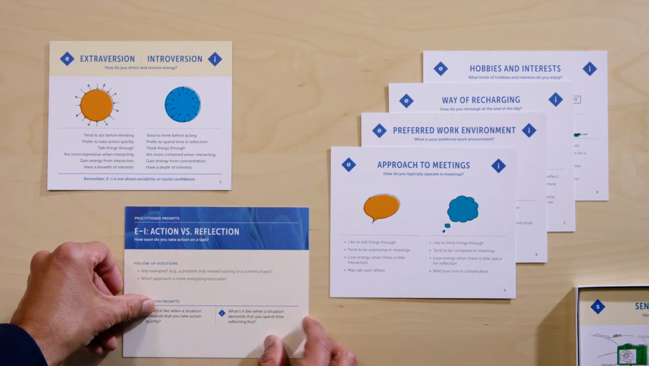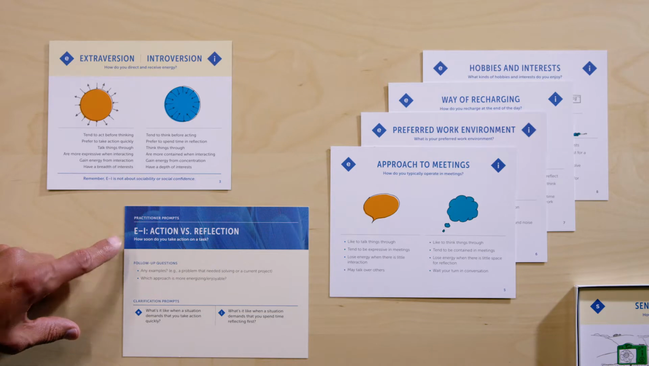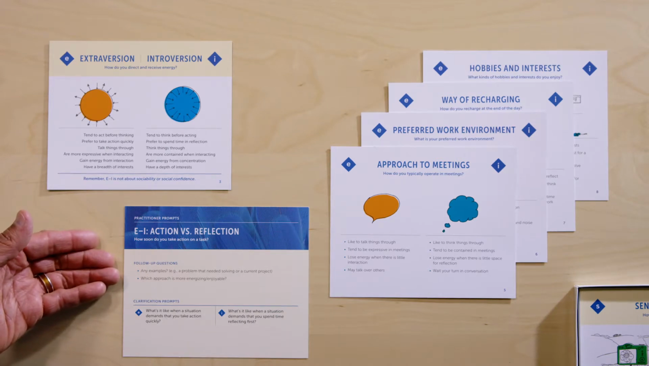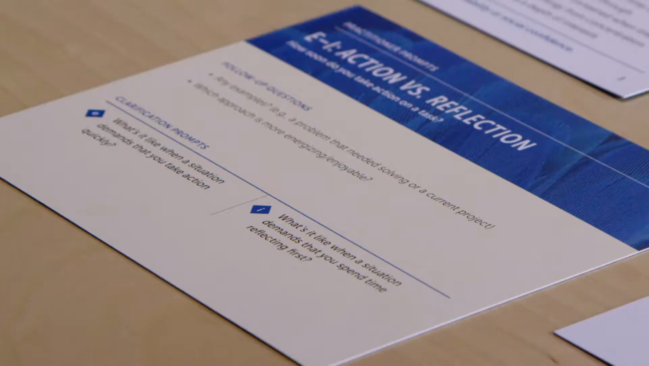Beginning with the back of the card, use the featured question, "How soon do you take action on a task?" to get the discussion started. Use the suggested follow-up questions to encourage the participant to share his or her experience and further the discussion. To deepen the discussion and increase understanding of this aspect of the preference pair, use the clarification prompts to encourage the participant to consider both E and I.